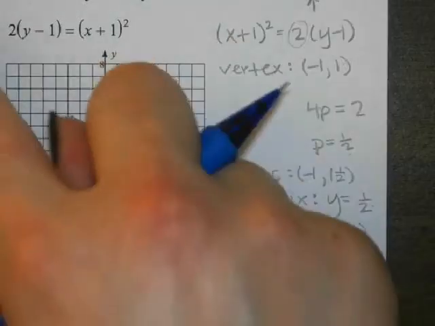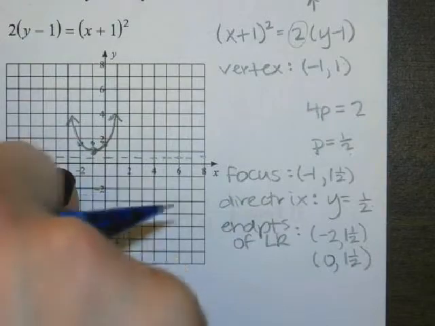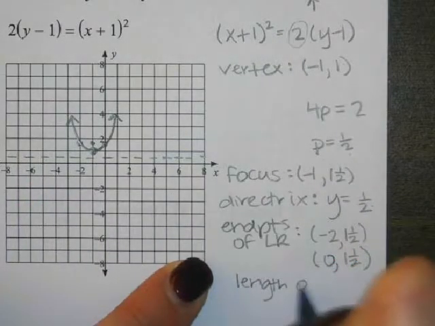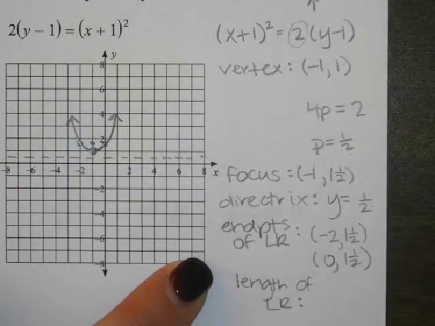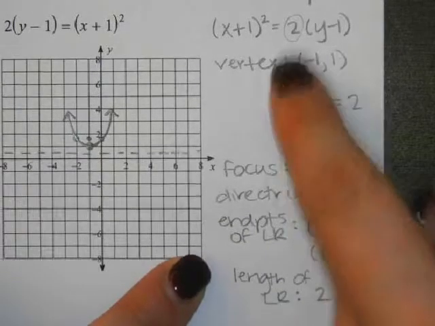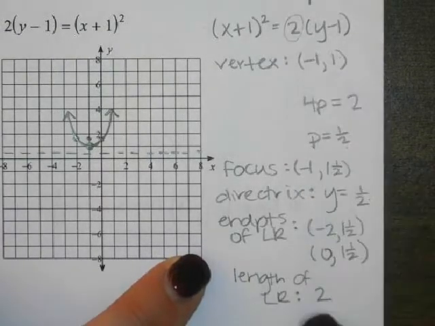So we found the vertex, the focus, the directrix. We found the points that define the latus rectum. We have to find the length. If we went left 1 and right 1 to find the endpoints, then what's the length? 2, length of 2. And you can also see the length of the latus rectum in the equation. It's the number that's in front of the parentheses. So the 2 right there, that's the length of the latus rectum.